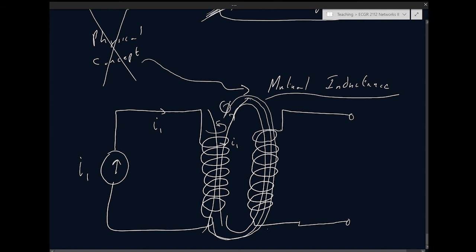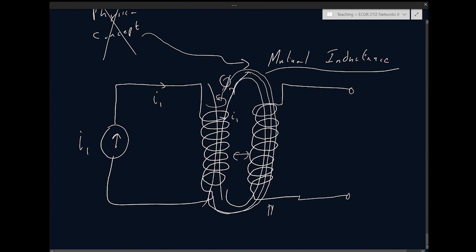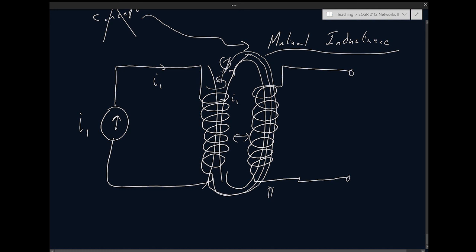But if the other coil is close enough, the magnetic flux is going to affect the other coil, and there's going to be a mutual effect between them. Circuit 1 is going to affect circuit 2, and circuit 2 is going to affect circuit 1. We want to quantify that. We want to express that in an equation. The key thing here is that the flux is shared between the two coils.